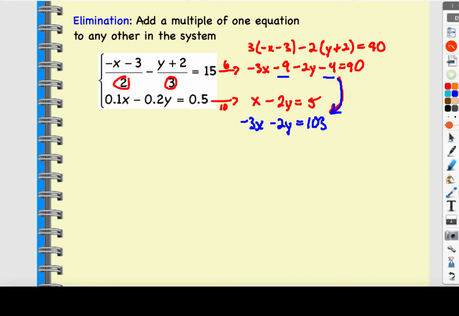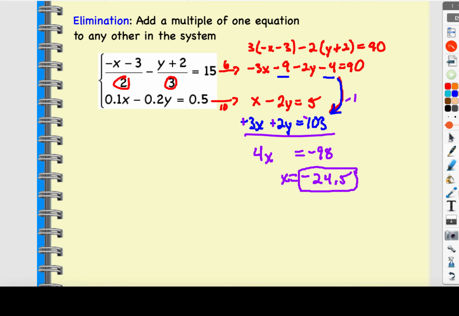Well, we've got a negative 2y and a positive 2y. So at the same time, I'm going to go ahead and multiply by negative 1. Right? Make that plus, plus, and negative. And therefore we get a 4x and a negative 98, which is going to simply give us a negative, right, 24.5 for x.